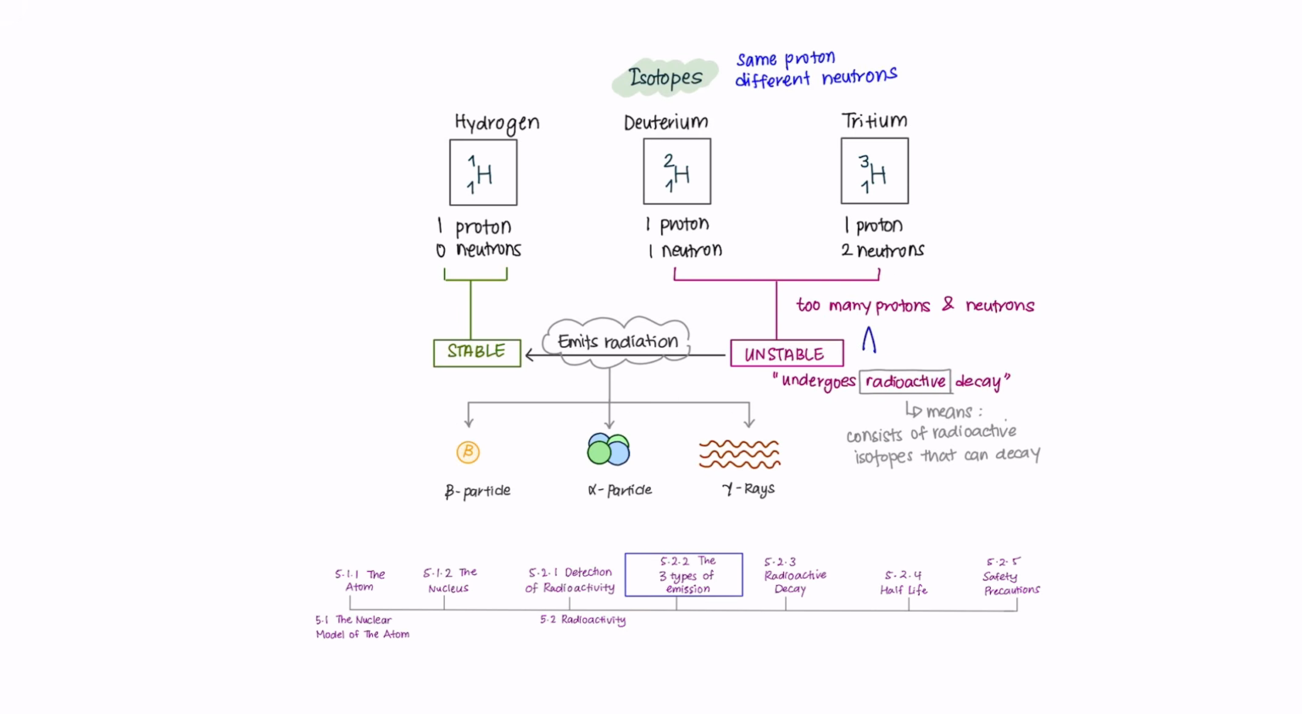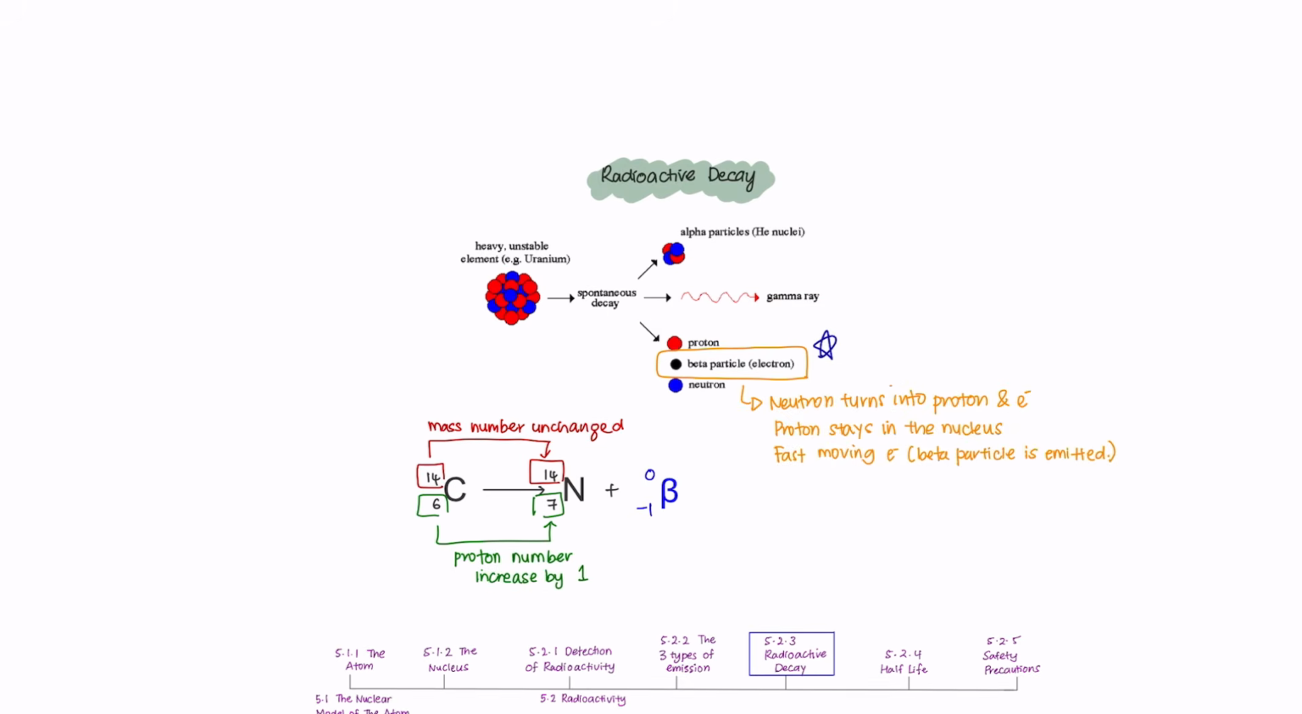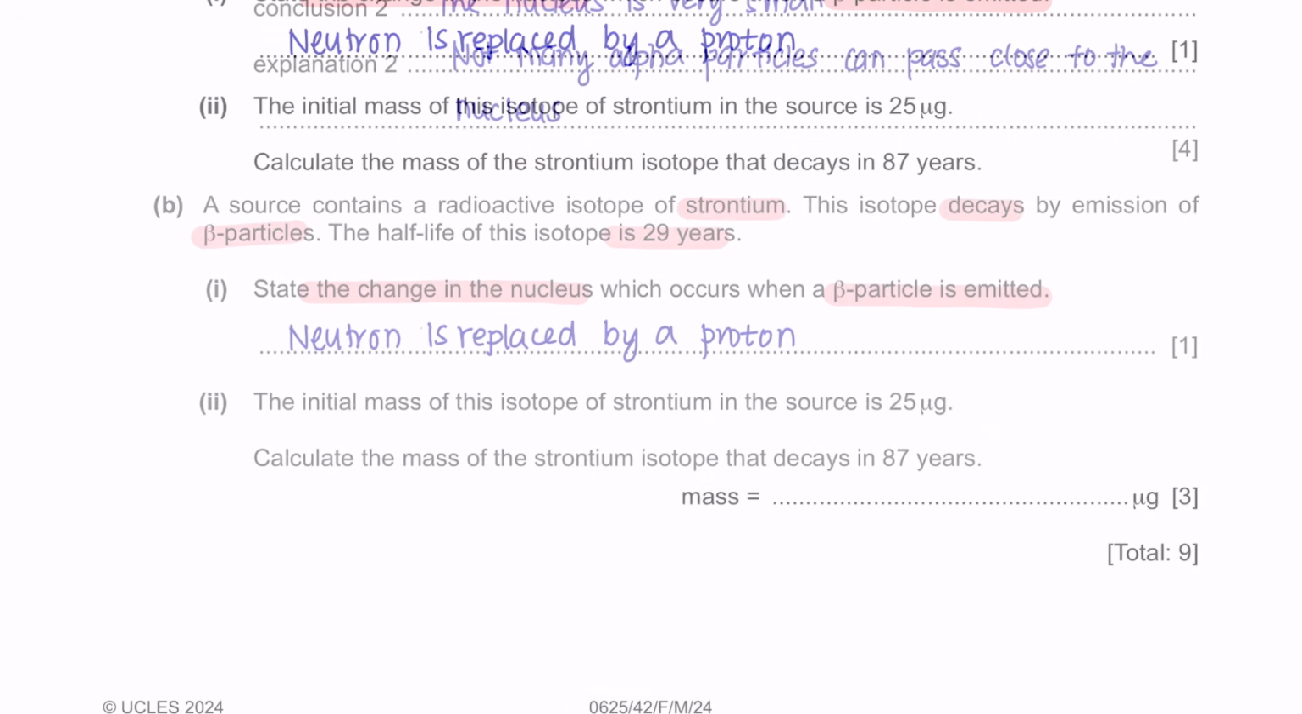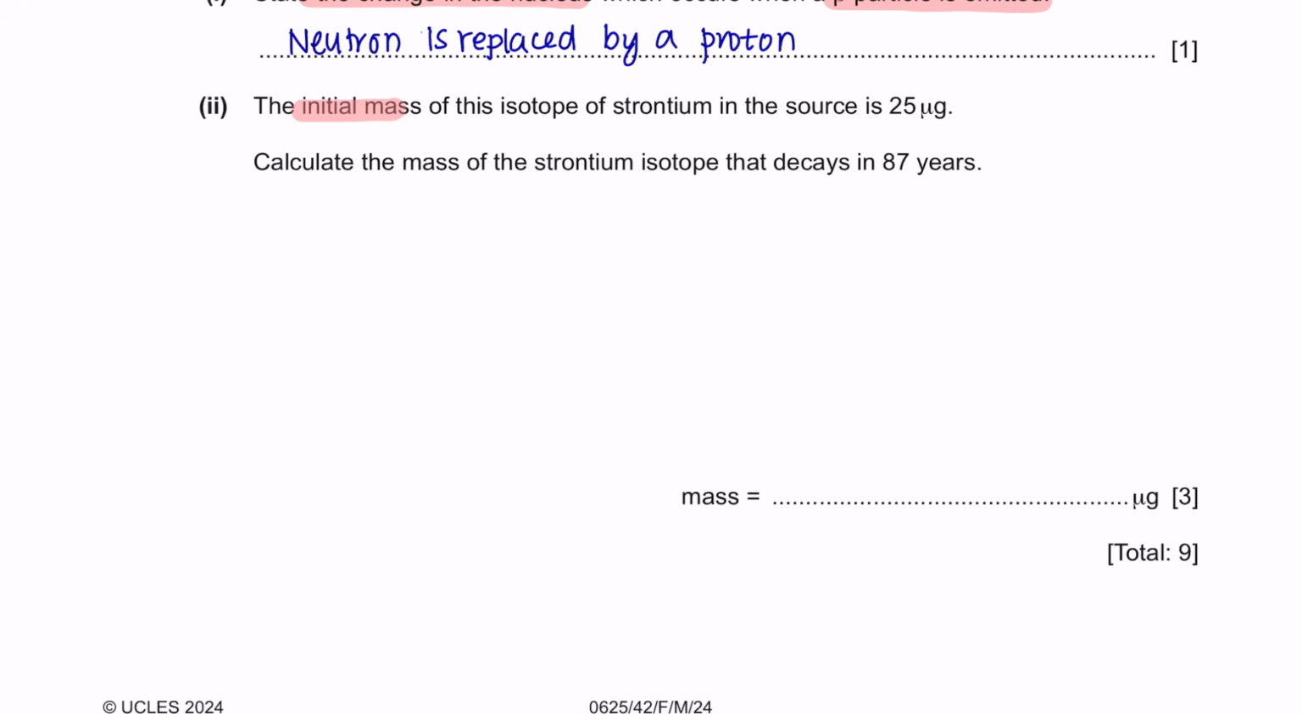When an isotope is unstable, it will go through radioactive decay, whereby it emits radiation such as alpha, beta, and gamma. And when a beta particle is being released during a radioactive decay, the neutron will turn into a proton and an electron. So you can say that the neutron is replaced by a proton. Next, Part 2. The initial mass of this isotope of strontium in the source is 25 microgram. Calculate the mass of the strontium isotope that decays in 87 years.